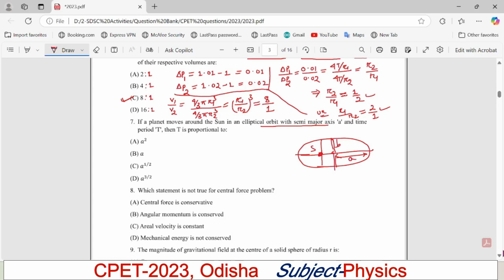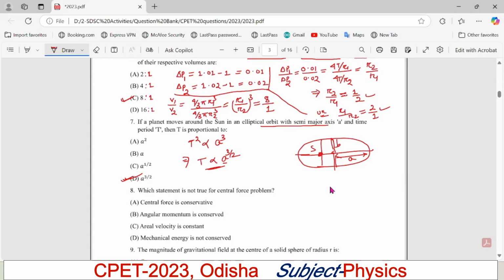So time period is proportional to what? This is a direct question. We know this is Kepler's third law. So here T squared is proportional to A cube. That implies time period is proportional to A to the power 3 by 2. Here A is the semi-major axis, so the answer will be D.